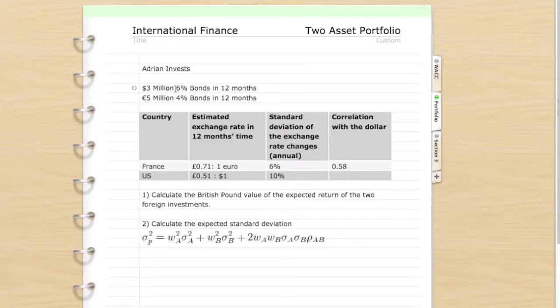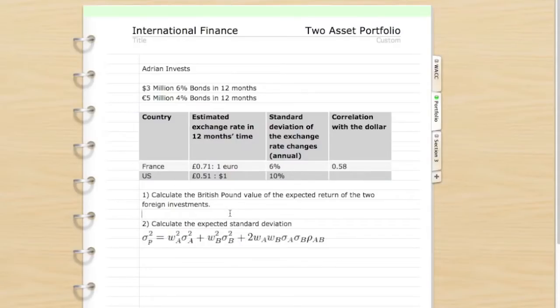which will pay him a 6% interest rate in 12 months' time, and simultaneously, he is also thinking of investing 5 million euros in France, which will pay him 4%. So what we have here with the countries you can invest in, France and the United States, we have the estimated exchange rate, also known as the forward rate in 1 year. We have the standard deviation, and the correlation of the two currencies.